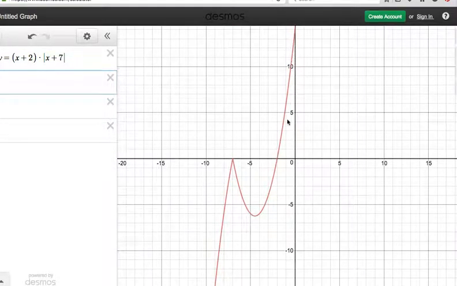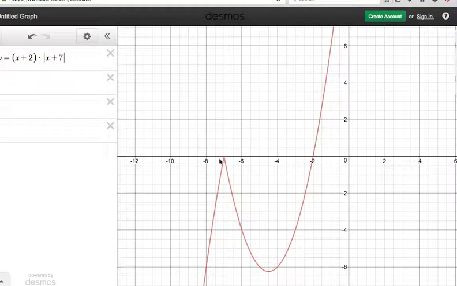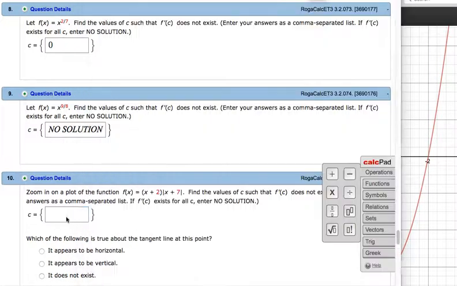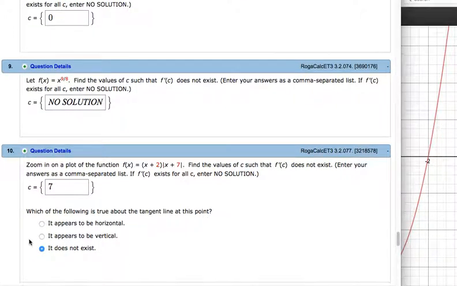Now it's differentiable, smooth, non-vertical, continuous, all the way except right there at that sharp point, which is going to be right there at -7, which is what you would have on the v of the absolute value graph. So at x equals -7, that function is not differentiable, and it's because the tangent line doesn't exist, because you can't have a tangent line at all on a sharp point.